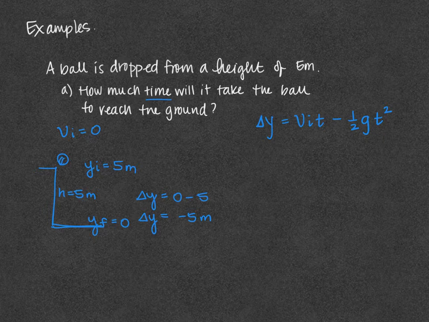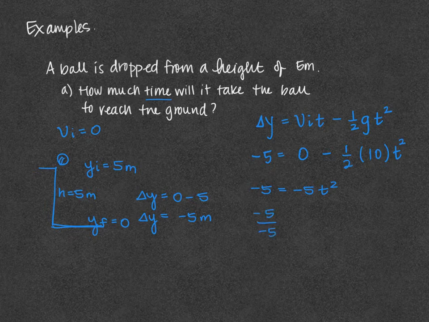My delta y is negative 5. My initial velocity is 0. Minus 1/2. I'm going to use 10 for g to make my math easy. And that'll leave a t squared. So now I can rearrange and find the time. So my algebra gives me a negative 5 will be equal to negative 5 t squared. So a negative 5 divided by negative 5 will be equal to t squared.